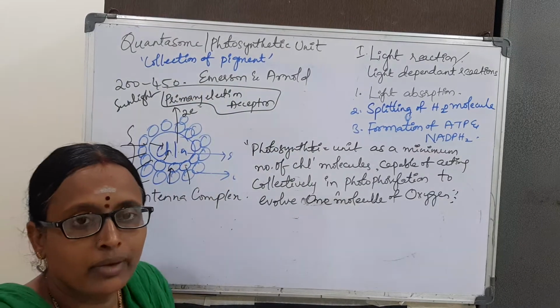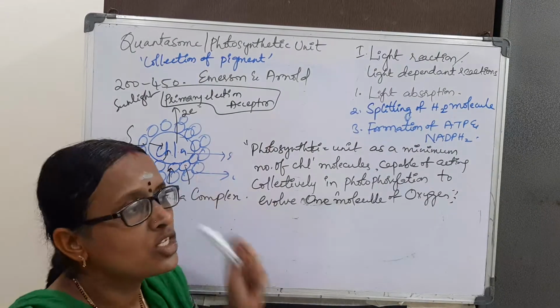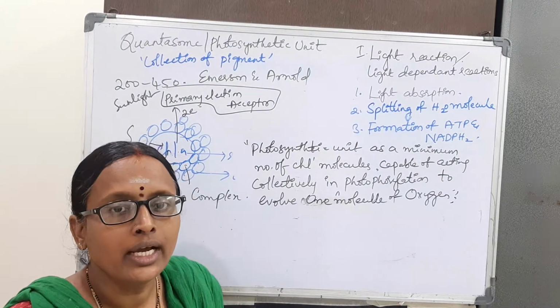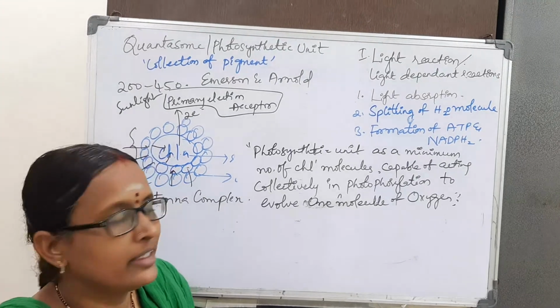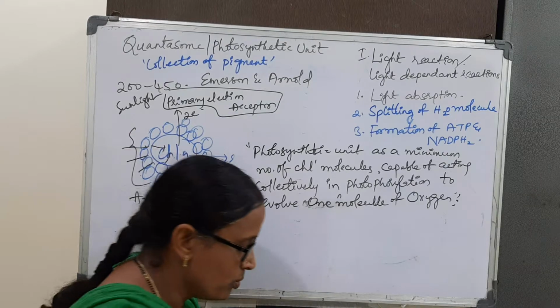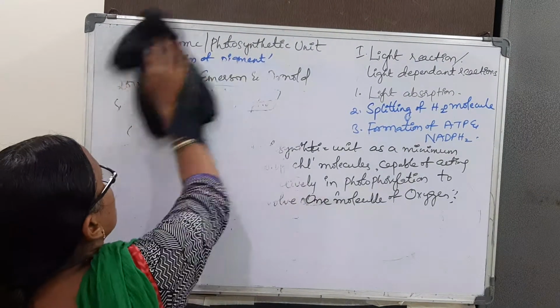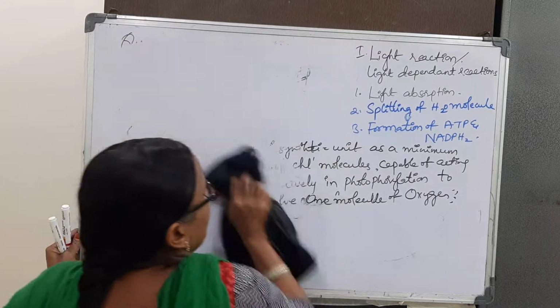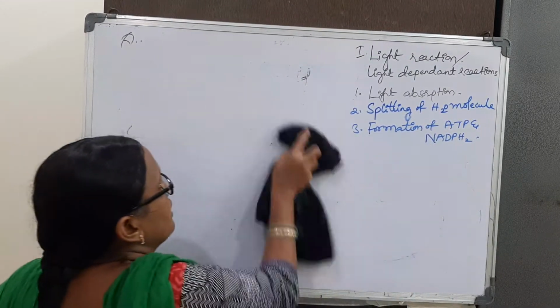They are accepted by the primary electron acceptor and it enters into the electron transport chain and finally it produces ATP and NADPH2. So this is the quantasome. Quantasome is the reaction center. This type of quantasomes are present in the thylakoid membranes.